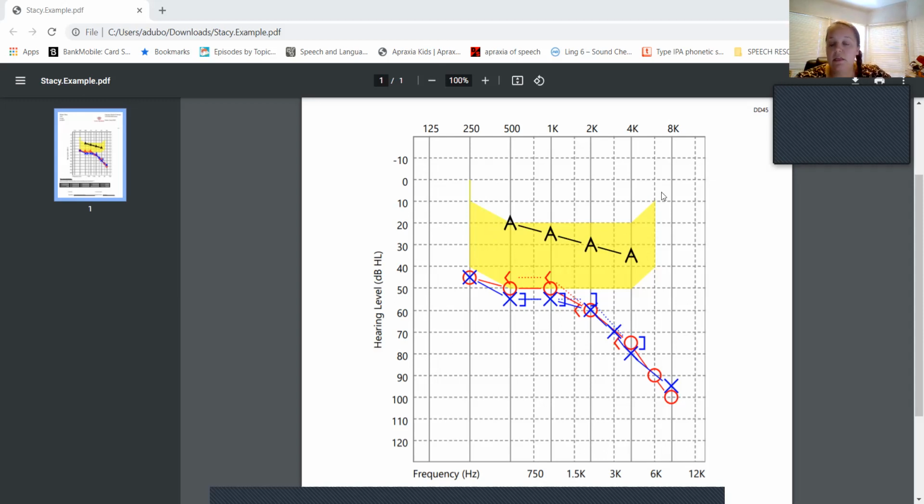And so when we look at Stacy's audiogram, we see this yellow in the middle. Well, that is called the speech banana. And that is where all the letters of the alphabet kind of fall. Because different letters, for instance, a TH or an S, they're really high pitched. So they're over here on the right side because remember, 8,000 is a high frequency.